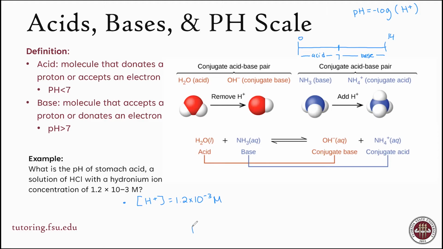So all we have to do is say if pH is equal to negative log of H+ concentration, we just plug in 1.2 times 10 to the negative 3. And for this, I get 2.92 for my answer. And that pH is way less than 7, right? Around here. So it means it's an acid, which makes sense because we're in stomach acid. So this checks out.